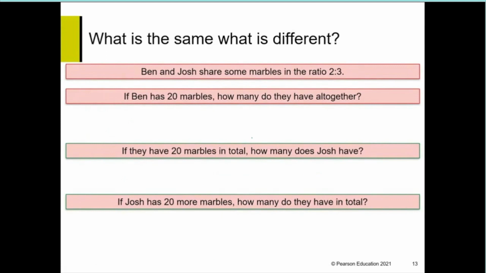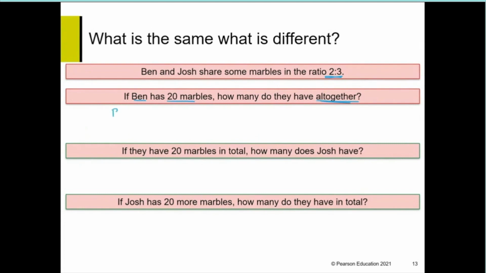So then we've got three more questions here, and I've picked these questions deliberately because they look the same. Putting your hat on as though you're a student, if you were reading these, what would you do? What do you think a student would do? What would they miss? What would they see? For each one, Ben and Josh share some marbles in the ratio 2 to 3. The first question says that Ben has 20 marbles, and my question is, how many do they have altogether?